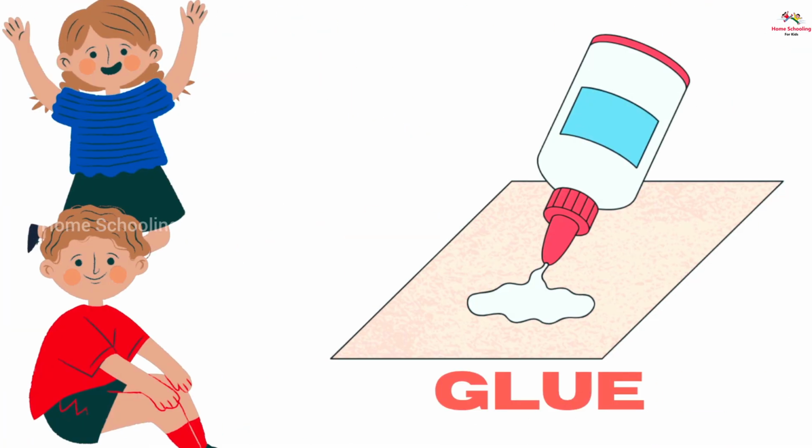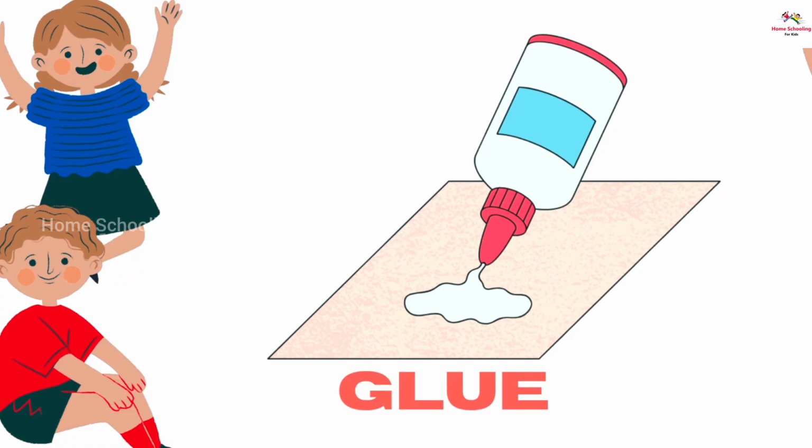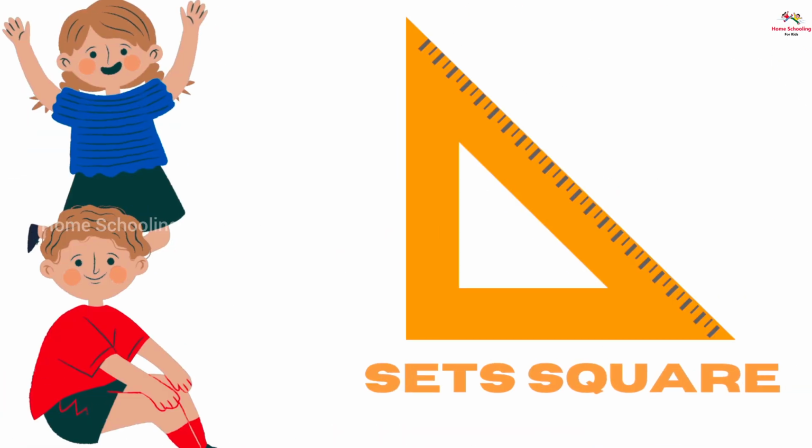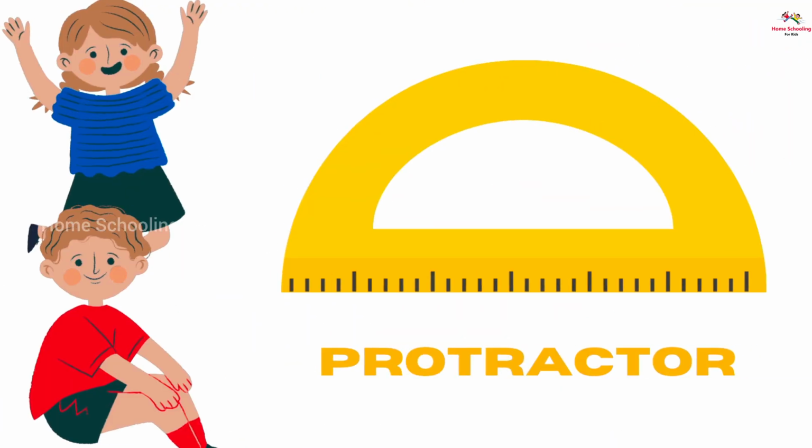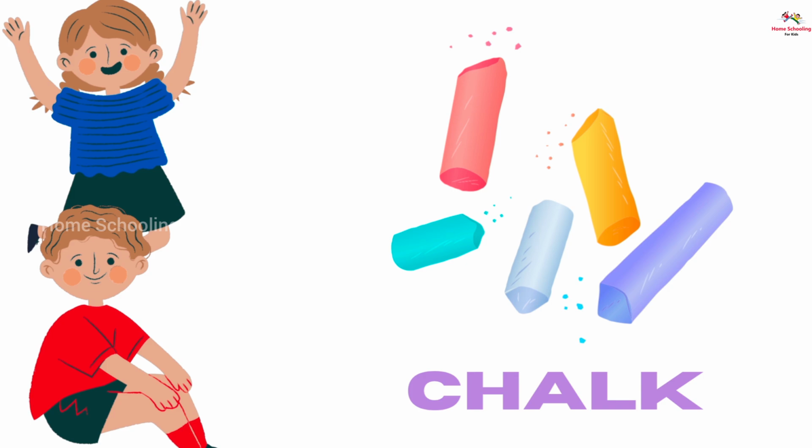Glue. This is glue. Set square. This is set square. Protractor. This is protractor. Chalk. This is chalk.